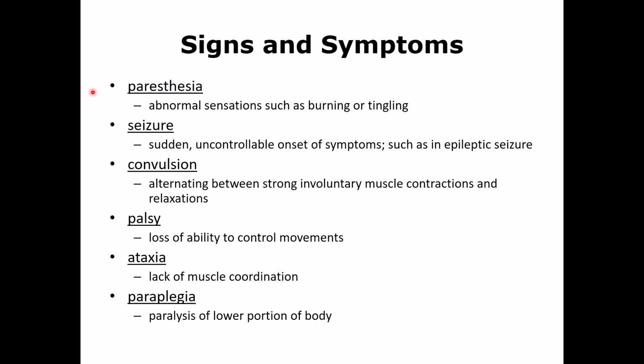Signs and symptoms: paresthesia is an abnormal sensation. Anesthesia is no sensation. Hyperesthesia is too much sensation. So there are different types of sensation.